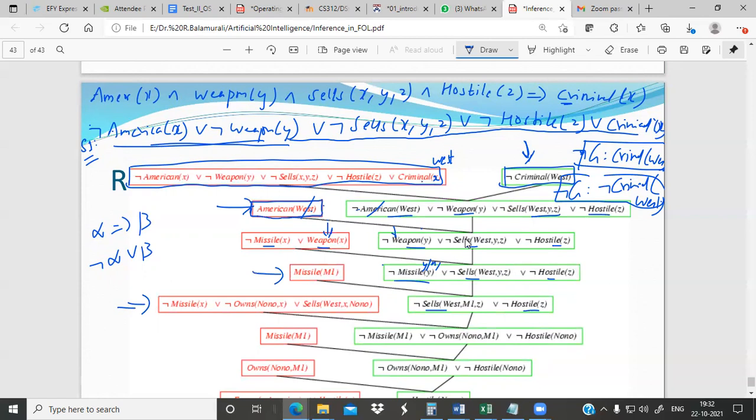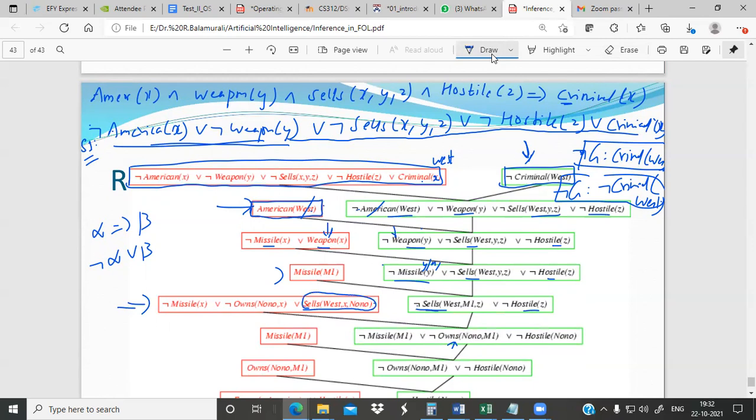Okay. So here, what statement do we have? We have Nono owns X. Here it says not owns M1. If you replace this X with M1, then this is also not. So when you resolve these two things, it is this statement. You have to compare this and this. So when you resolve this and this, these two will get cancelled out.